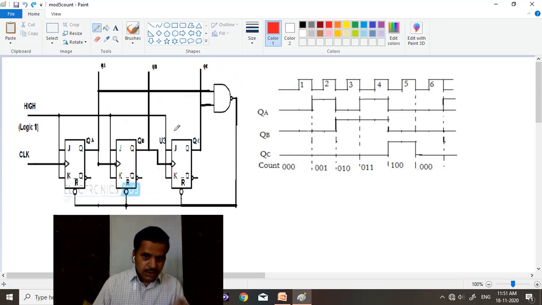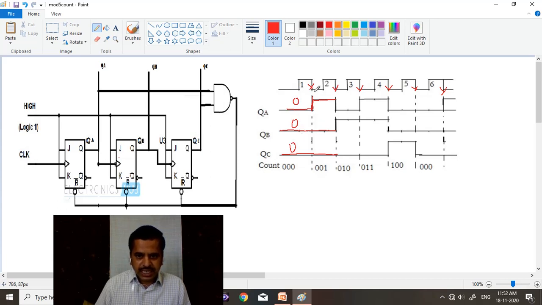How does it work? During the first clock cycle, when the clock is applied, the QA flip-flop changes state from 0 to 1, because this works with the falling edge, that is, negative edge triggering. When QA goes from 0 to 1, the second and third flip-flops do not feel any clock signal at their input. There is no change, so they remain the same. Initially 0, 0, 0.